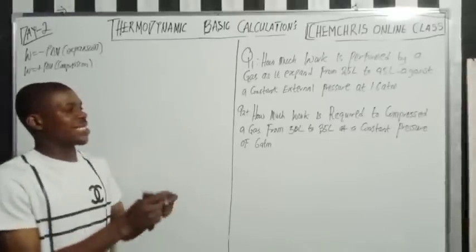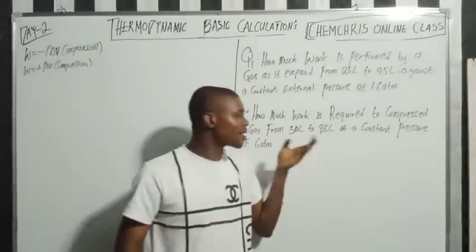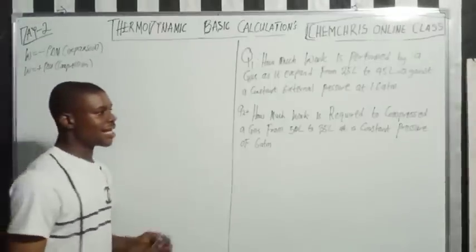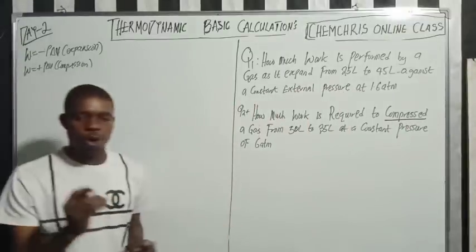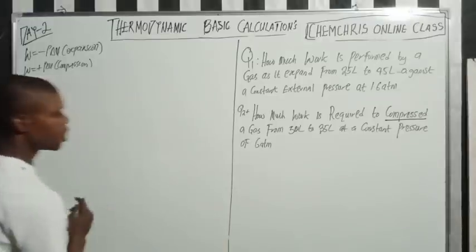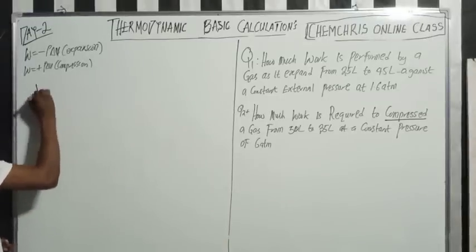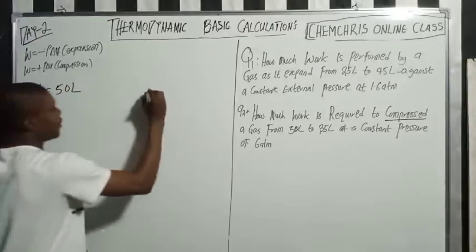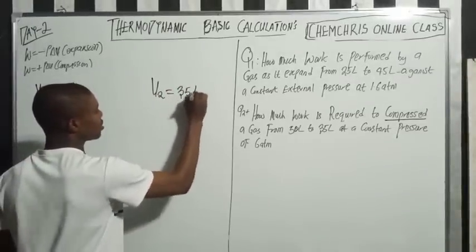They say how much work is required to compress a gas from 50 liters to 35 liters at a constant pressure of 6 atm. Now they say compress, right? Because they say compress, my final work must be positive. So my V1 is 50 liters, and my V2 is 35 liters, right?